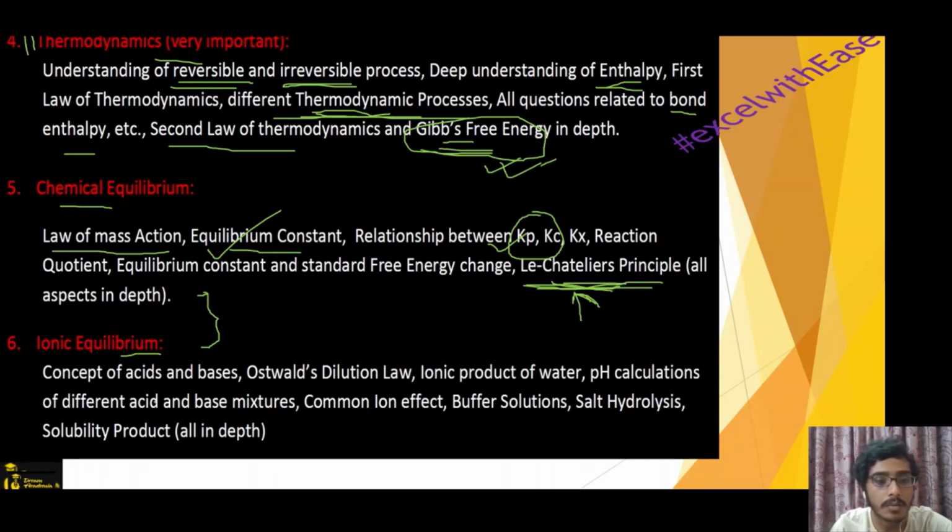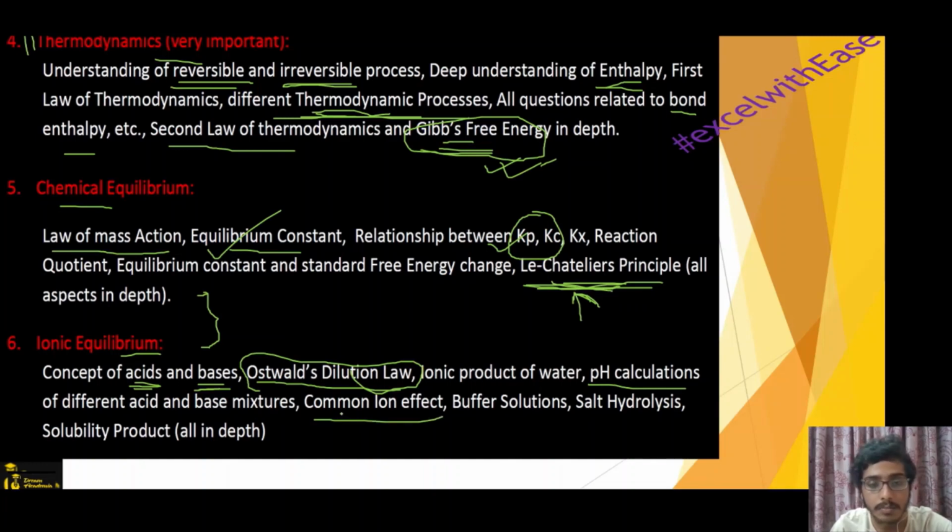Now moving on to ionic equilibrium, obviously concepts of acids and bases you should know. Although you need not go into the very details of Bronsted theory and Lewis theory, you must just know the basic concepts. Next is Ostwald's dilution law. Sometimes this concept is important in solving numericals. Ionic product of water. Now this is pH calculations. Obviously you must know about the pH calculation in different cases: strong acid, strong base, weak acid, weak base. So all these cases you must know.